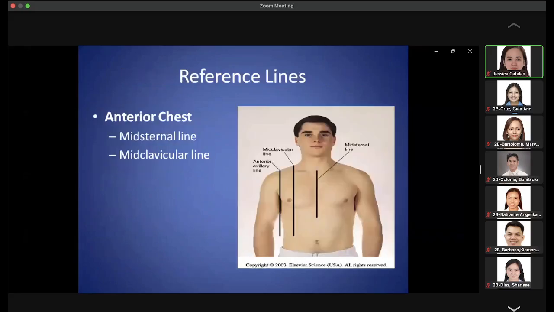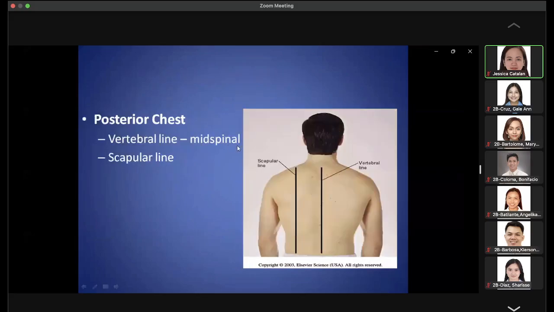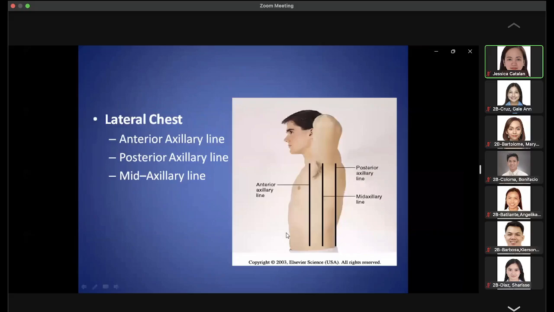You also have reference lines. For the reference lines, you have anterior, posterior, and lateral reference lines. For the anterior chest, you have the mid-sternal and mid-clavicular lines. For the posterior chest, you have the vertebral line in the middle and the scapular line. For the lateral chest, you have the anterior axillary, the mid-axillary, and the posterior axillary line.